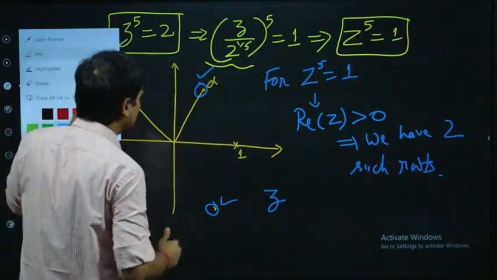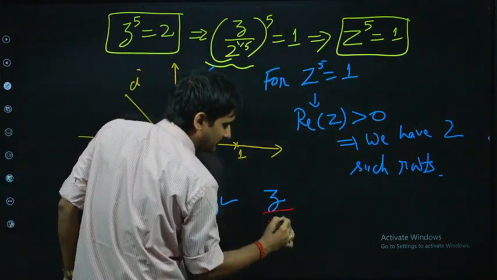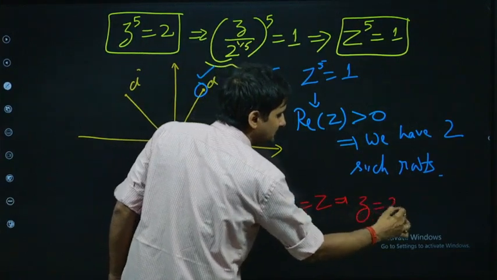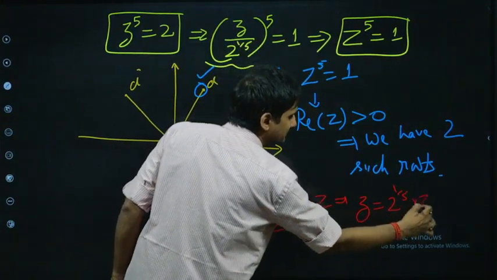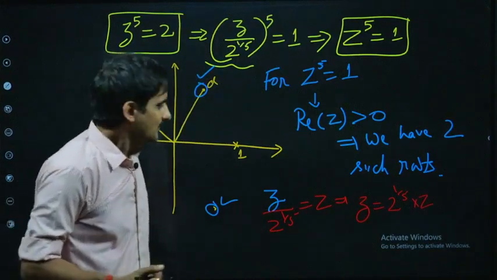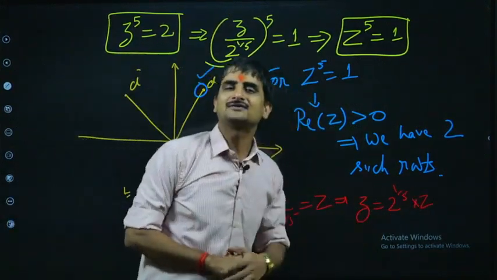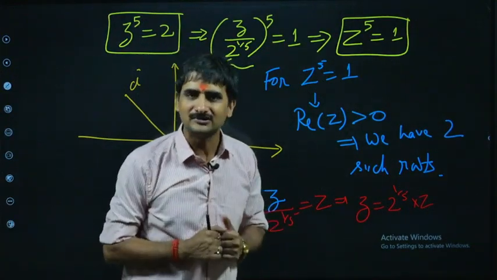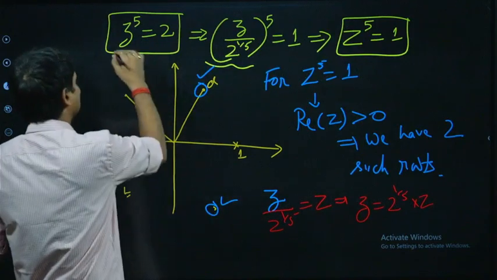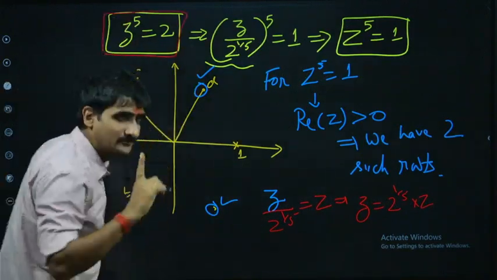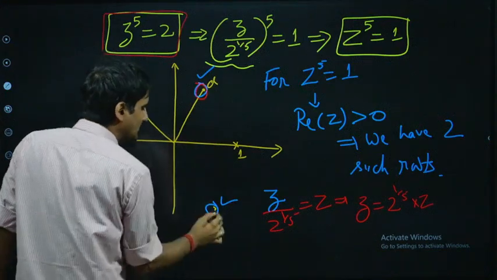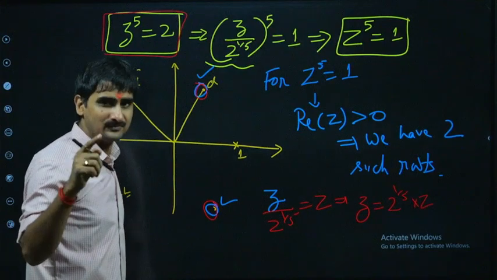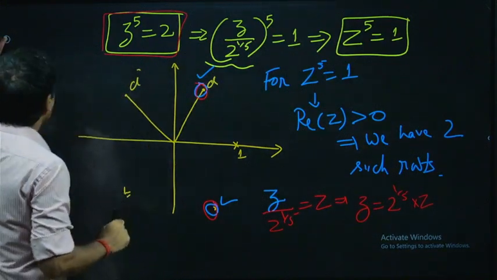Because small z upon 2 raised to the power 5 is capital Z. So that means small z is 2 raised to the power 1 by 5 times capital Z. Isn't that so? So if the real part of capital Z is positive, then the real part of small z is also positive. So that means among the roots of this equation, we have just 2 roots whose real part is positive. Okay, so now let's come back to the other one.